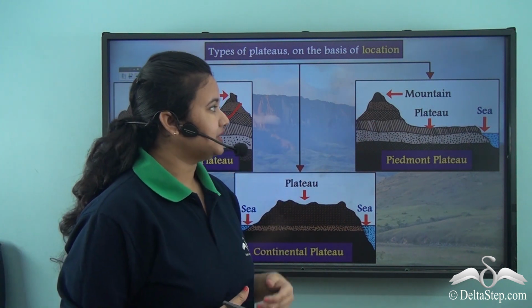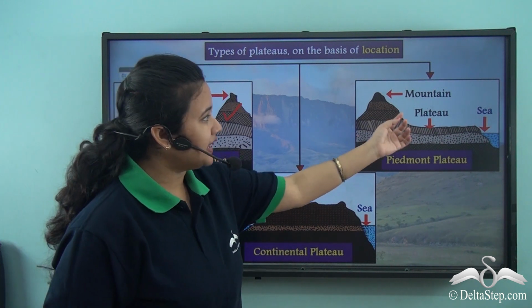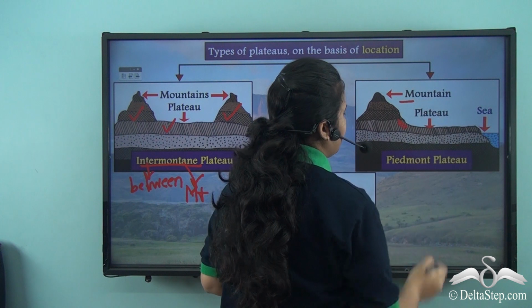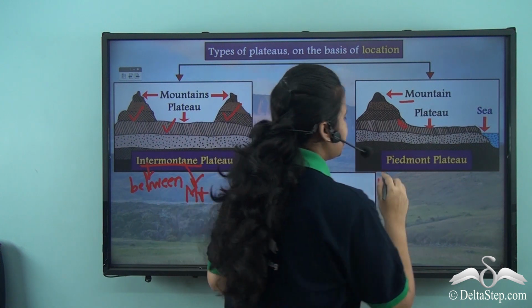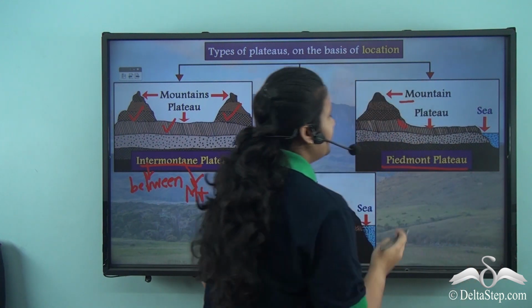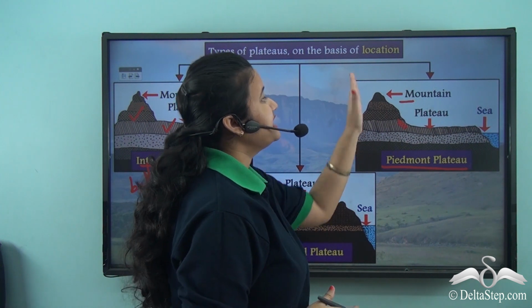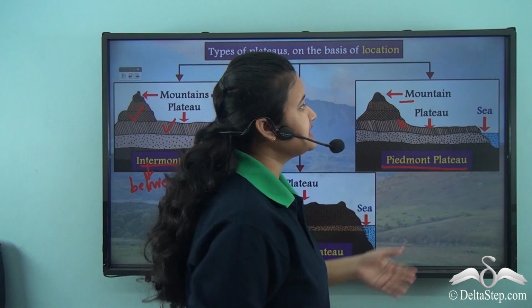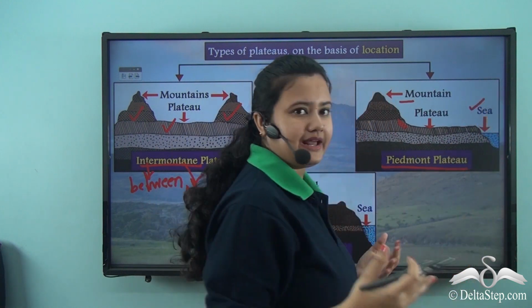Now, in the second picture, we find that a plateau is situated at the foot of a mountain, and such a plateau is known as a Piedmont Plateau. So, a Piedmont Plateau has a mountain on one side and on the other side it faces a sea or a plain.